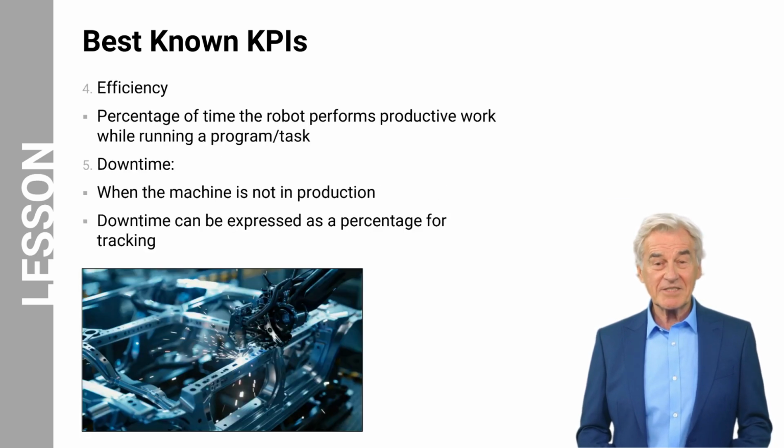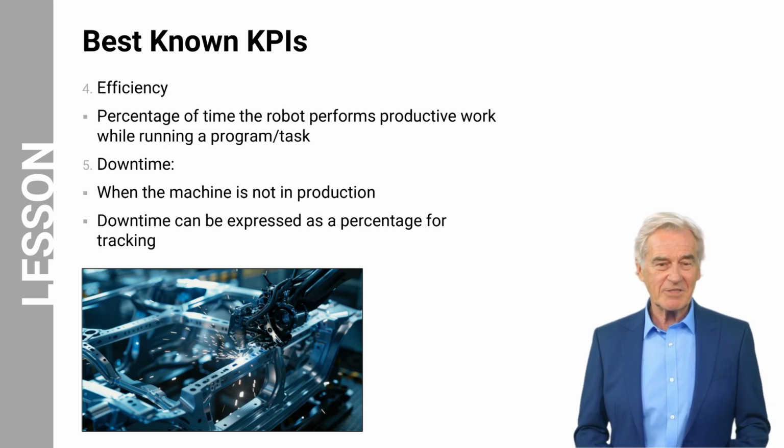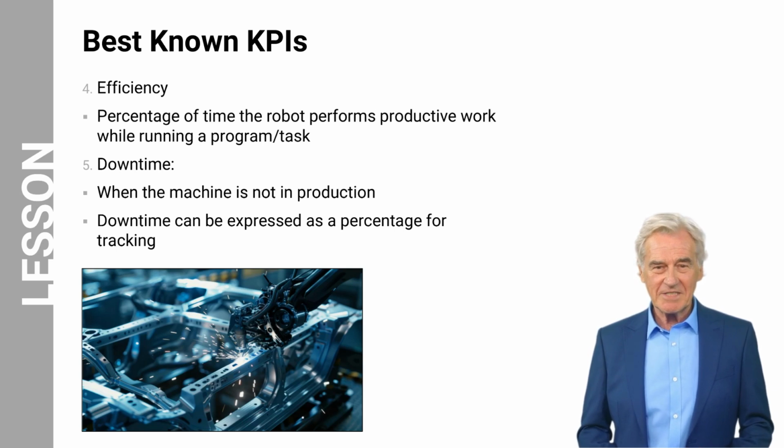The fourth KPI is efficiency. Efficiency measures how much of a robot's active runtime is spent on productive work during program execution, indicating the effectiveness of task programming and movement optimization. The fifth KPI, downtime, represents periods when the machine is not actively producing, which can occur due to maintenance, breakdowns, or scheduling gaps, and is typically tracked as a percentage to monitor overall equipment effectiveness.